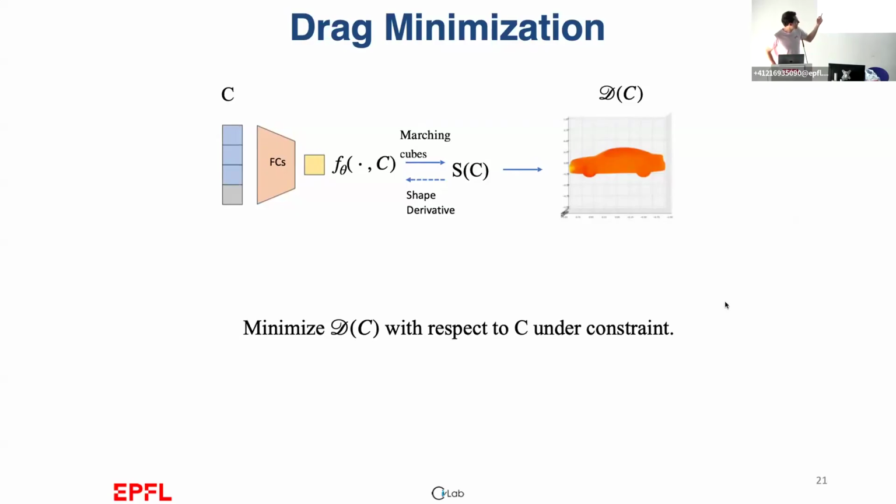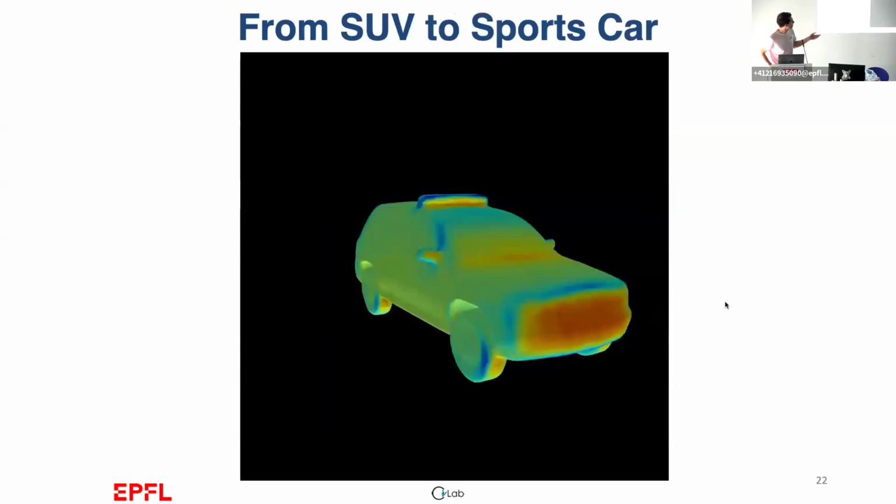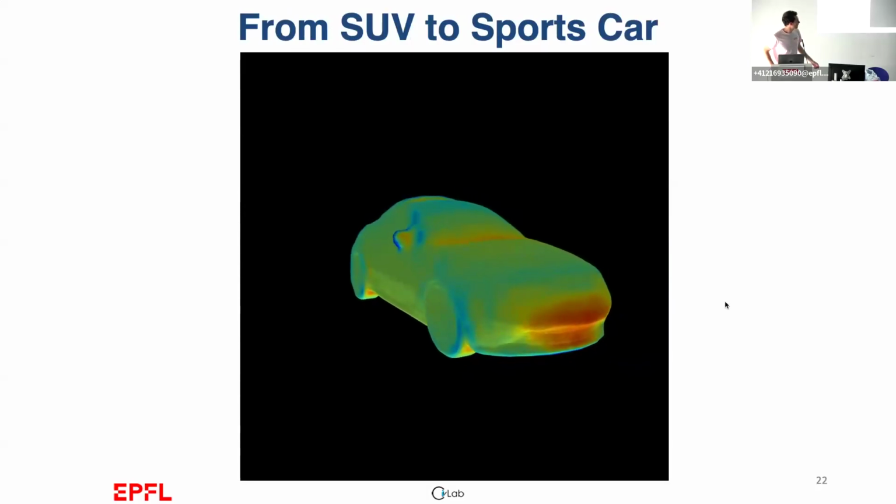And this is possible only if you have a differentiable drag computator, which, if you really want to compute the drag of a shape, is not differentiable. There's no way. But you can use surrogate models that approximate the drag of a shape. And the better the approximate model, the better this is going to work. For example, you can go from a general car, in this case an SUV. If you optimize it for drag, then you're going to get a sports car, to the surprise of no one.